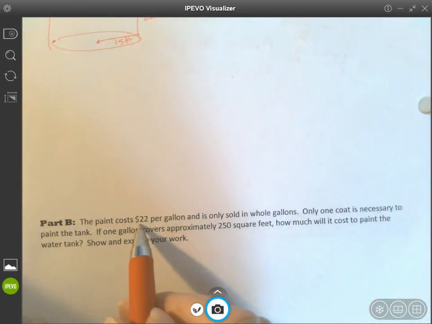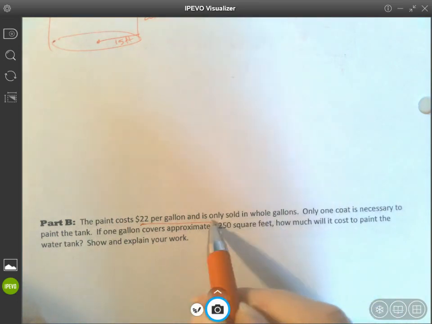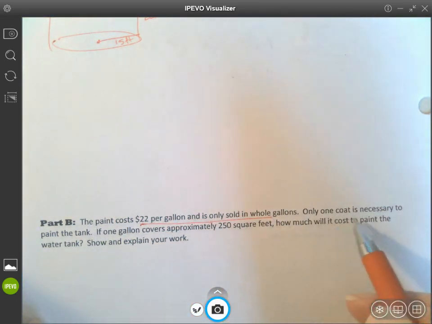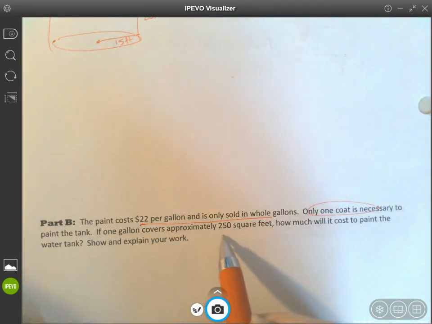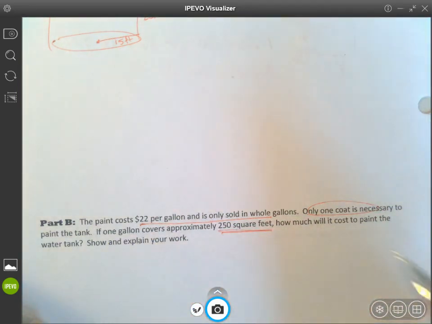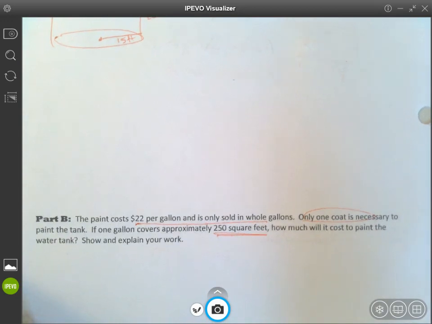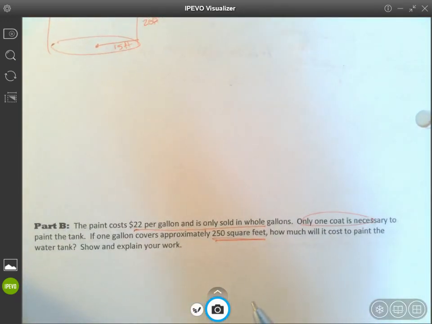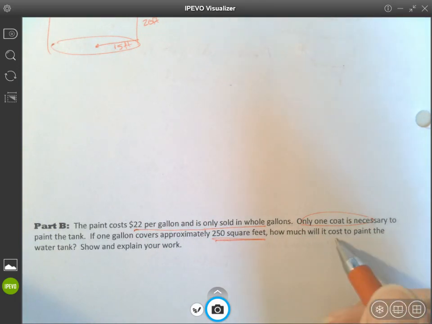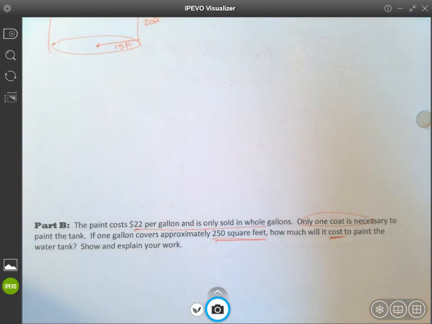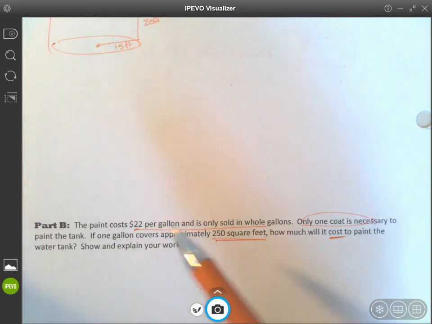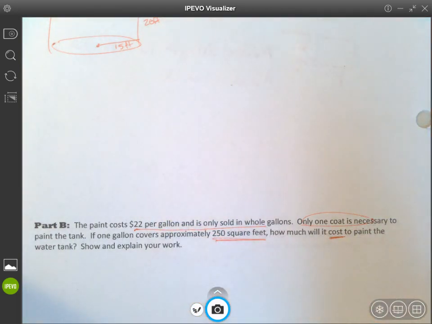Okay, same idea. The paint costs $22 per gallon, and it's only sold in whole gallons. 1 coat of paint, that's it. Just 1 coat of paint is necessary. If 1 gallon covers 250 square feet, how much paint will it take to cover the tank? So you're going to show what you did. What operation did you do? And it says how much would it cost. So once you find how many gallons, you're going to multiply it by the cost. We're not worried about tax or anything like that. Okay, so that is what you're doing.